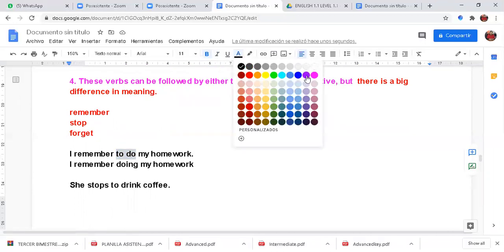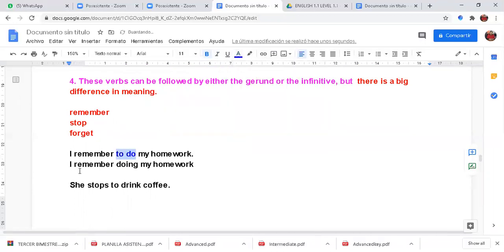After, you can use gerund. I remember doing my homework. So in this case, you just are thinking about something. You say, I remember doing my homework. So in the past, it's kind of an imagination. You have an imagination that I remember doing my homework. So you did it. Okay, you did it, and now you have to do this with the infinitive.